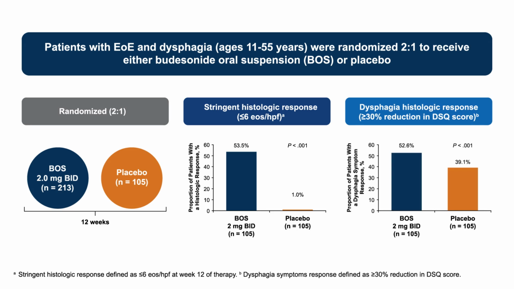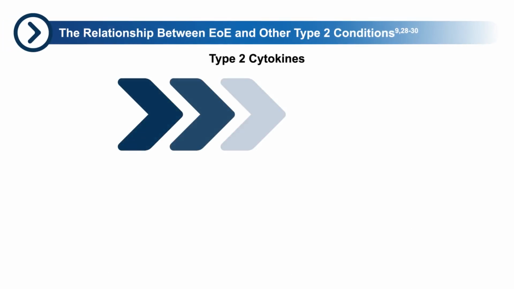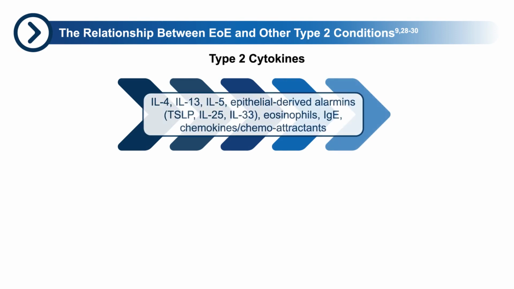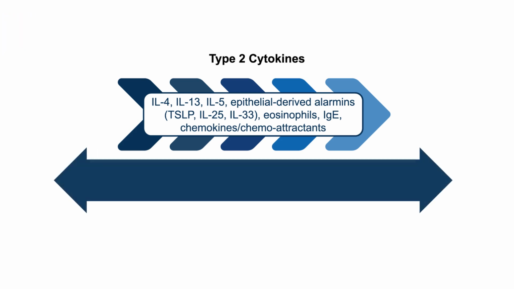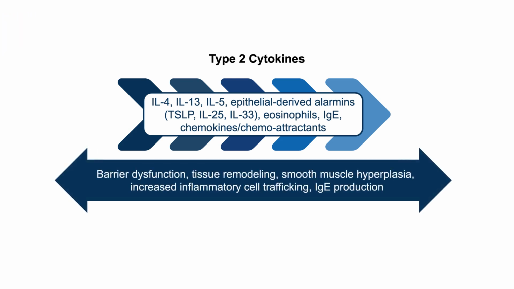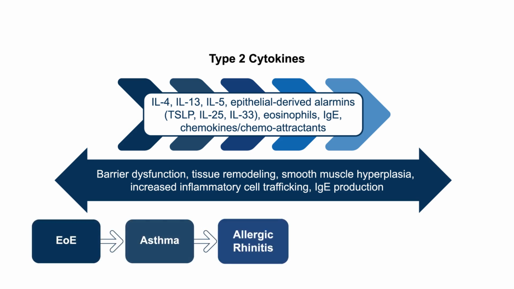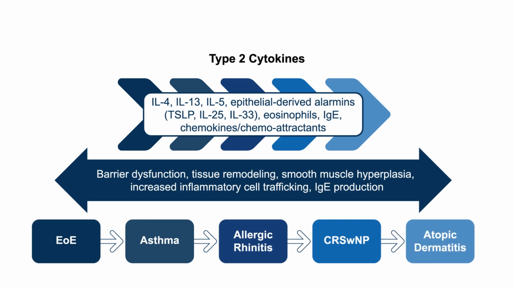And we know that that is an important part to make sure that patients are also having symptomatic treatment as well as histologic response. EOE is related to many other diseases that are regulated by type 2 cytokines, which can include IL-4, IL-13, and IL-5, and other downstream regulators. They cause similar symptoms of barrier dysfunction, tissue remodeling, smooth muscle hyperplasia, increased inflammatory cell trafficking, and IgE production across other atopic diseases such as asthma, allergic rhinitis, nasal polyps, chronic rhinosinusitis, and atopic dermatitis.